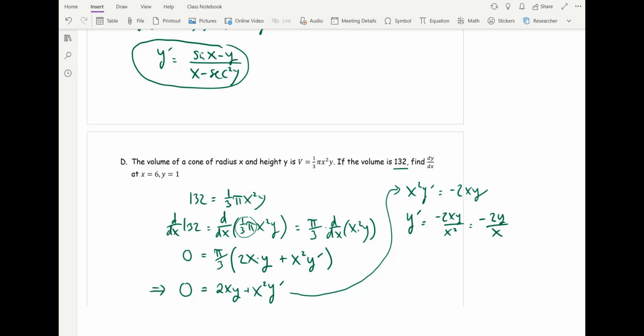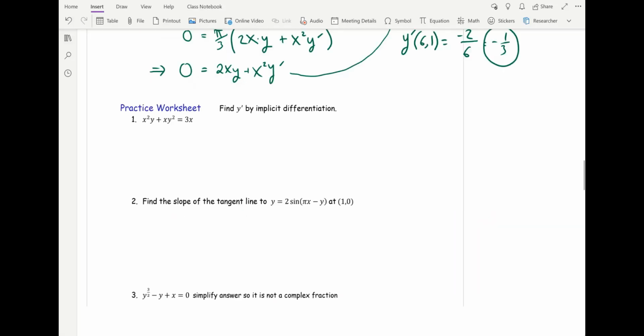So I'm almost done. I want y prime at x is 6, y is 1. So y prime evaluated at, I'm going to use a different notation instead of the straight bar, I'm going to just say when x is 6 and y is 1, put 1 in for y and 6 in for x. So that's negative 1/3. Okay, so that's it. And that's the end.